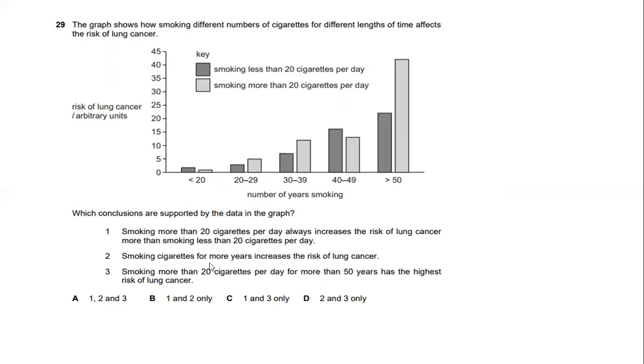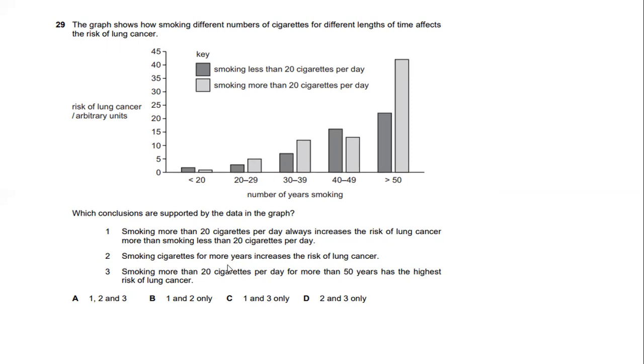Okay. If you can see, for statement number 1, smoking more than 20 cigarettes per day increases the risk of lung cancer more than smoking less than 20 cigarettes per day, which is not suitable. You can see smoking less than 20 cigarettes per day, the answer is a little bit less risk as compared to smoking more than 20 cigarettes per day. So this number 1 statement is not applicable.